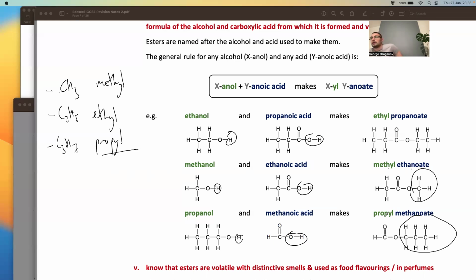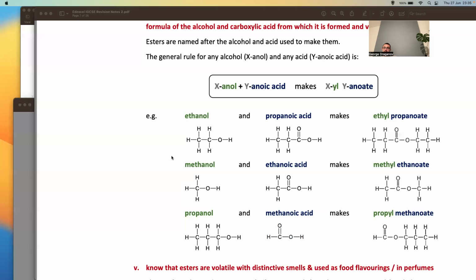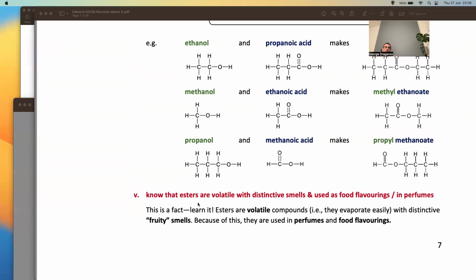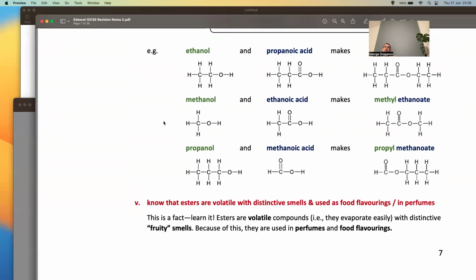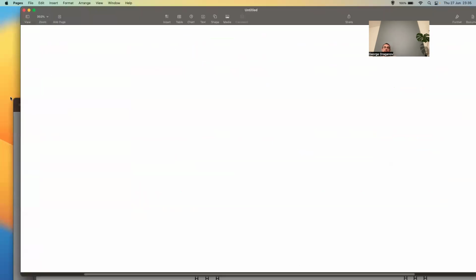Now, they're not really going to ask you to name them. They're going to ask you to come up with the starting materials for forming the ester. So I'm going to go through a few examples on a white sheet of paper just to make sure you understand it. Just remember this part. Okay, let's have a look. And then it's almost done. This is just a little fact. So let's make sure that you understand how to go forwards and backwards.